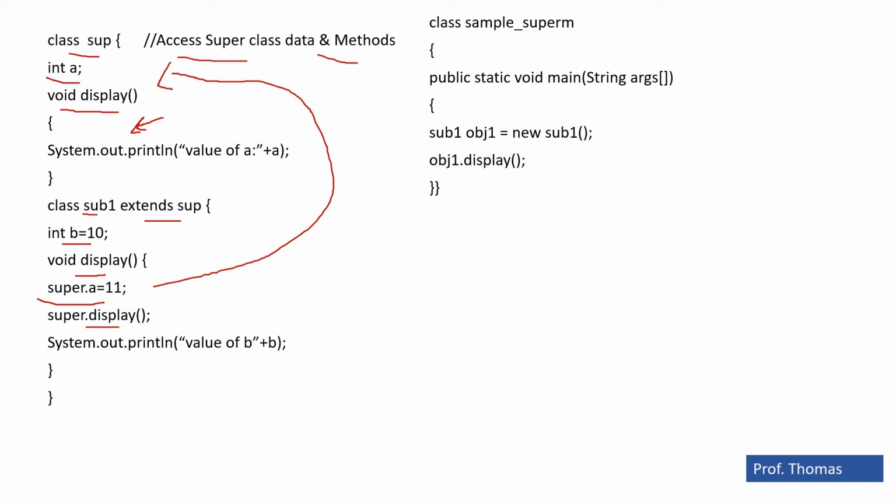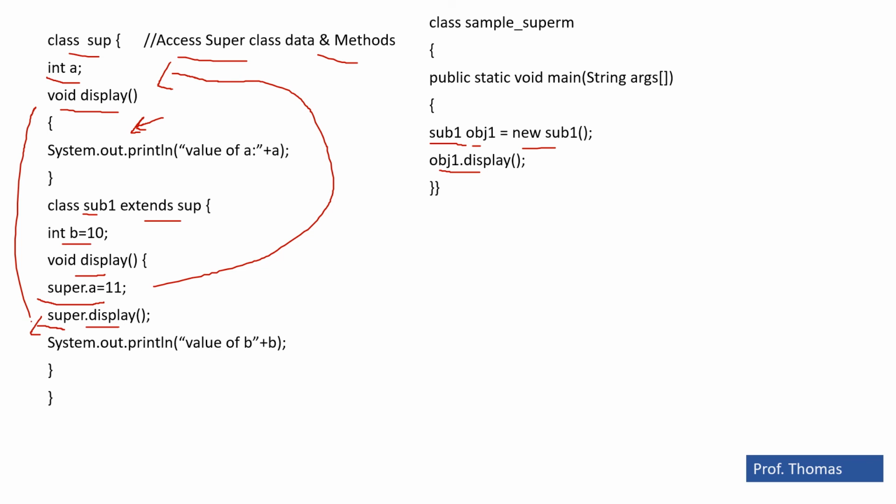Here we create an object for subclass Sub1, object1 equals new Sub1, and then object1.display. We call only the subclass method display. In the subclass method display, we call the superclass method display using the super keyword.